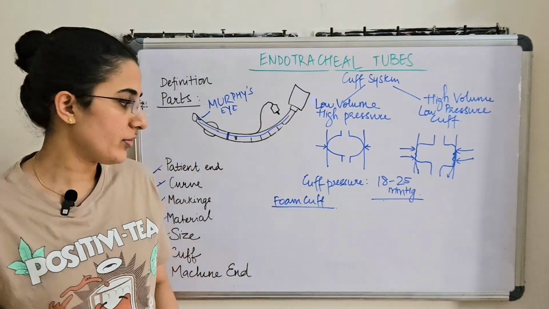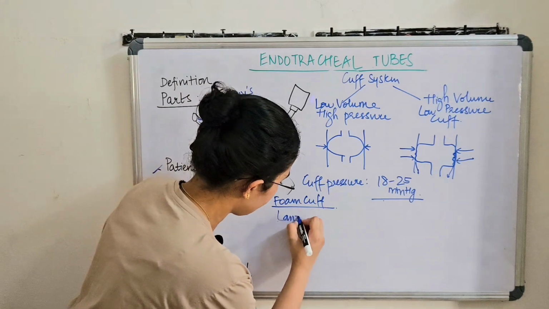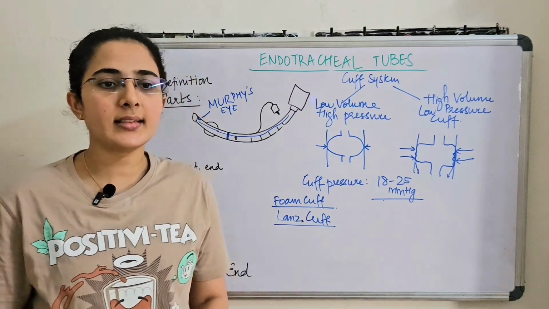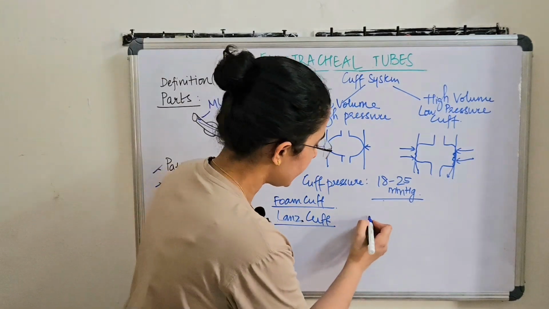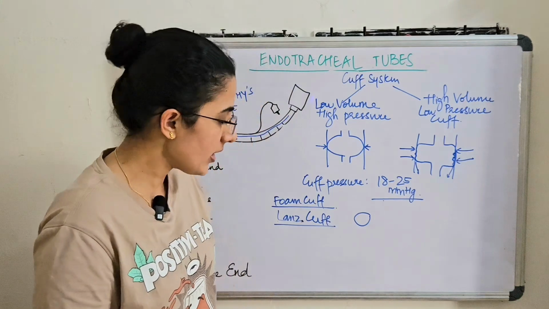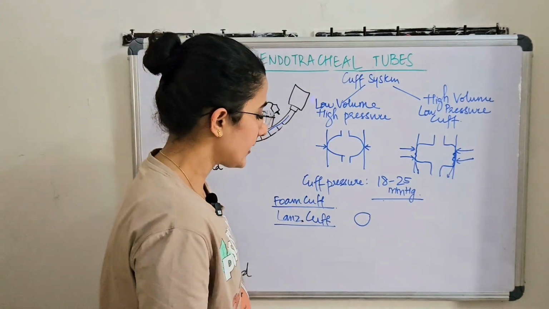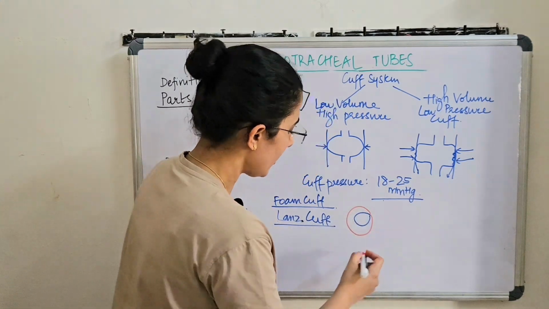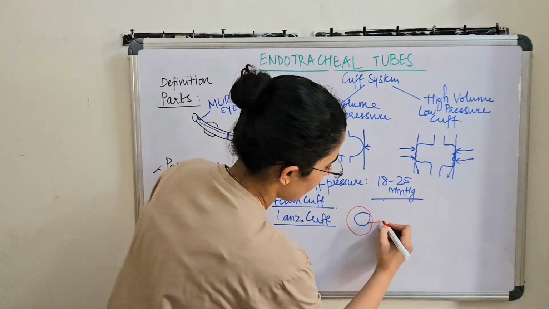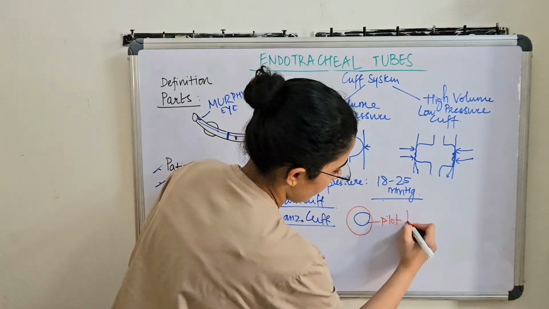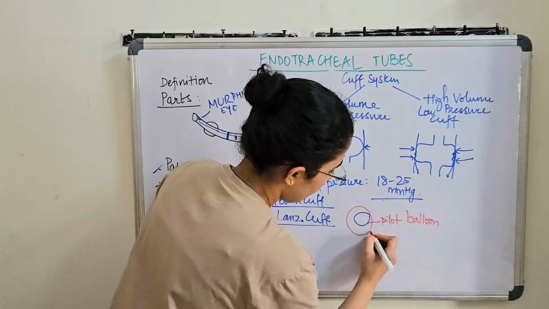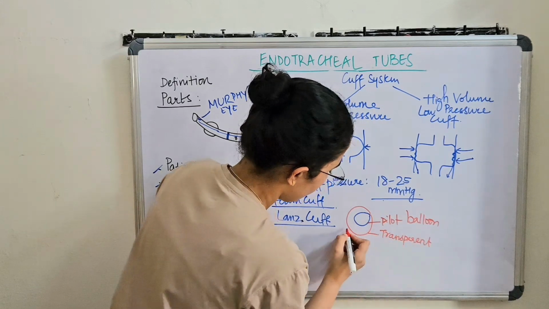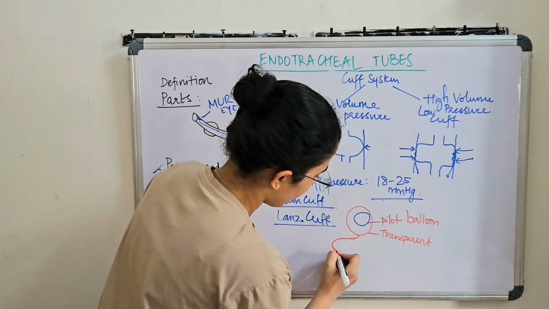Next comes another type of cuff, which is called the Lanz cuff. This Lanz cuff system basically contains a latex sheath. The latex pilot balloon is covered with a transparent sheath. So this one will be a pilot balloon, and this will be a transparent sheath around it. This will be attached to the inflation system.